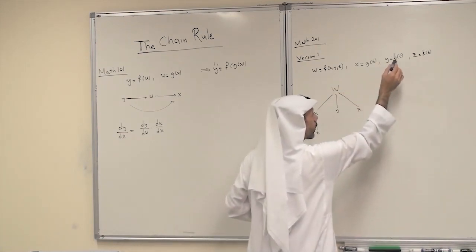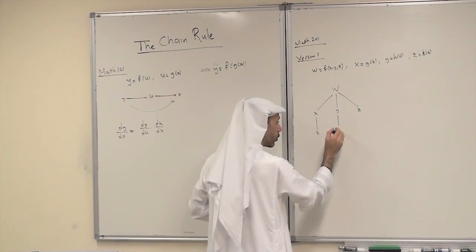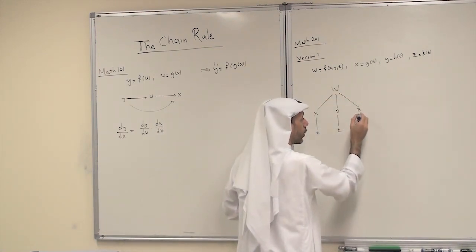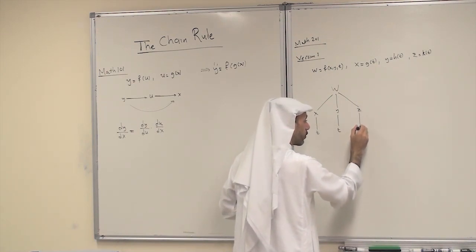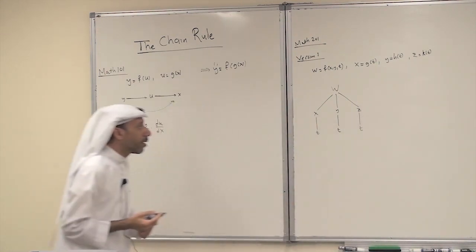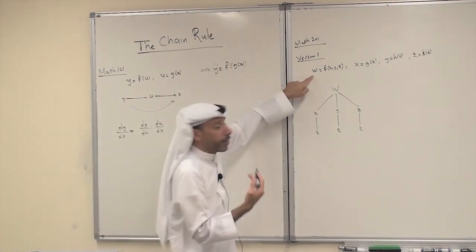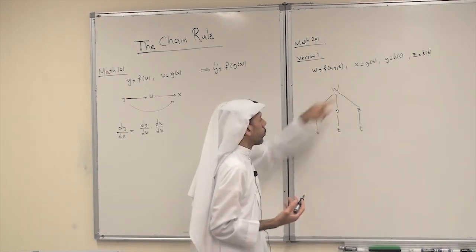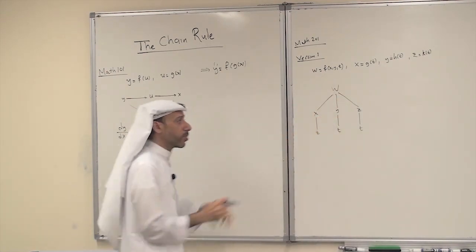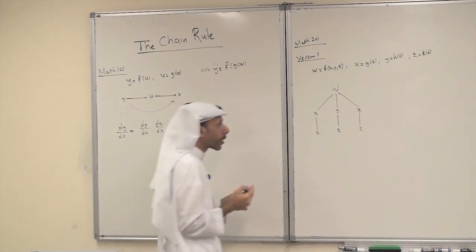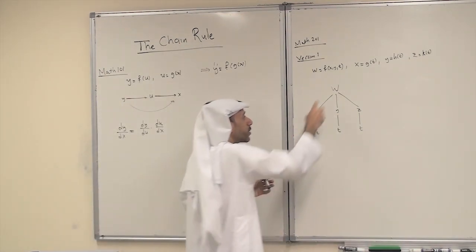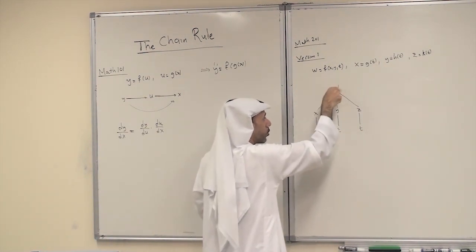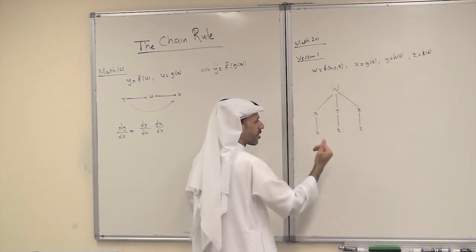y is h of t, a function of 1 variable t. So I just connect it with the variable t. And z is also k of t, a function of 1 variable. So I connect z with its variable t. So I have w, the first variable, t, the last variable, and x, y, z, the intermediate variables. Okay. The main question is, what is the derivative of w with respect to t? What is the derivative of w, the first variable, with respect to the last variable t?